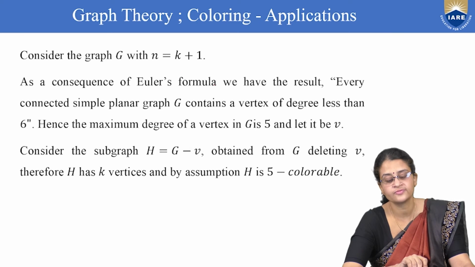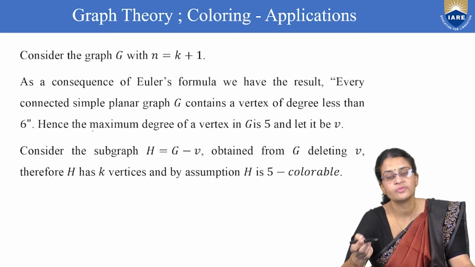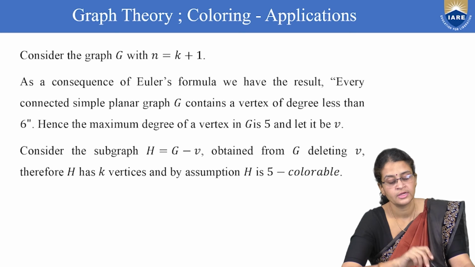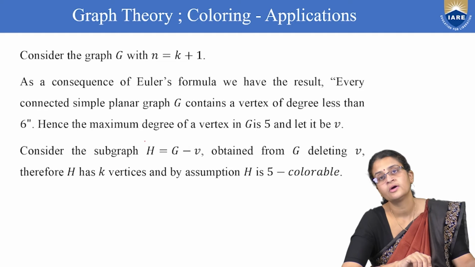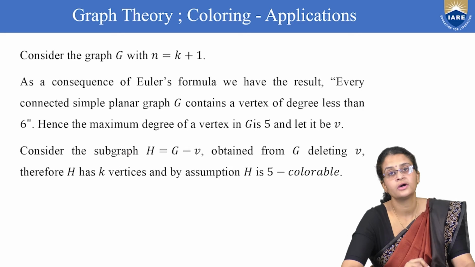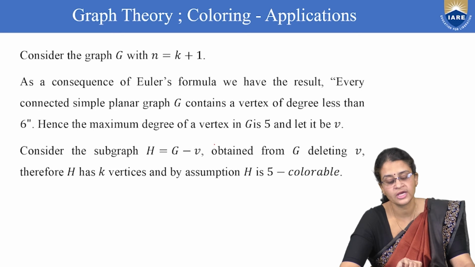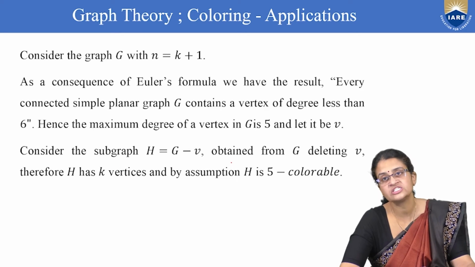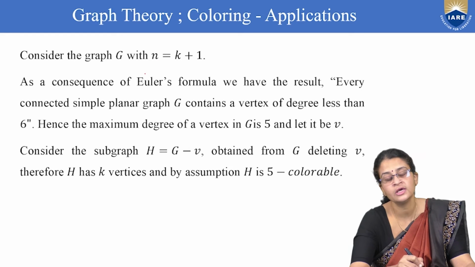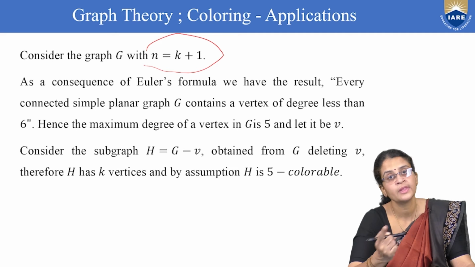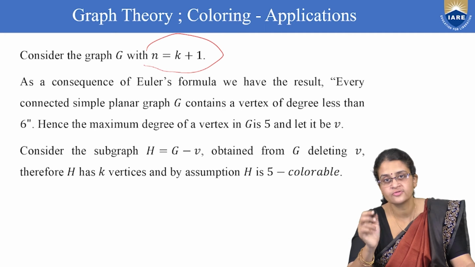As a consequence of Euler's formula, every simple connected planar graph contains a vertex of degree less than 6, as the maximum degree of a vertex in G can be 5. Let it be named V. Consider a subgraph H equal to G minus V, which is obtained from G by deleting V. Therefore, H has k vertices, because G has n equal to k plus 1 vertices, and when we delete one vertex, H has k vertices. So it is 5 colorable.